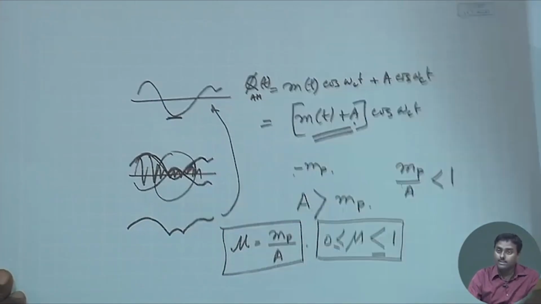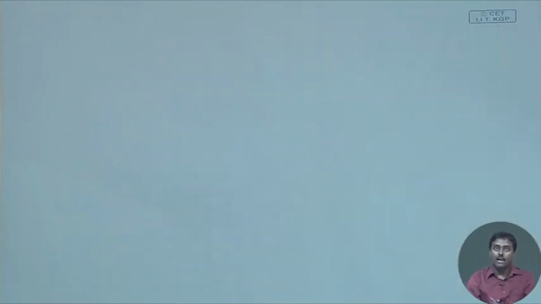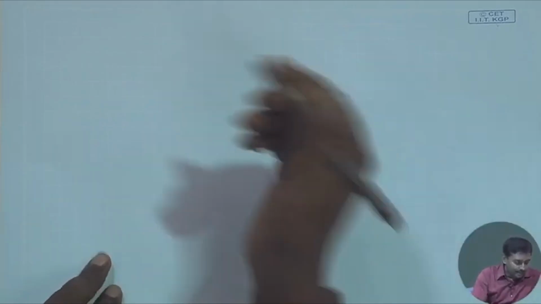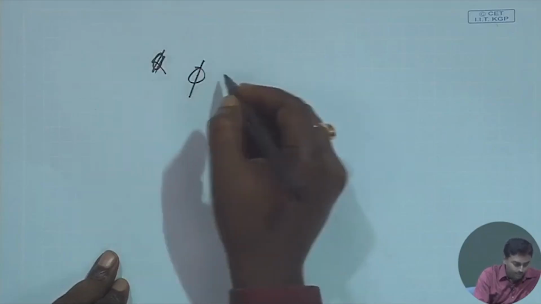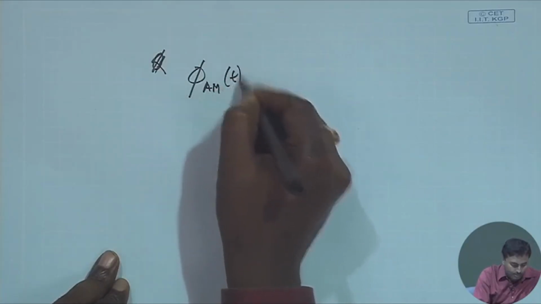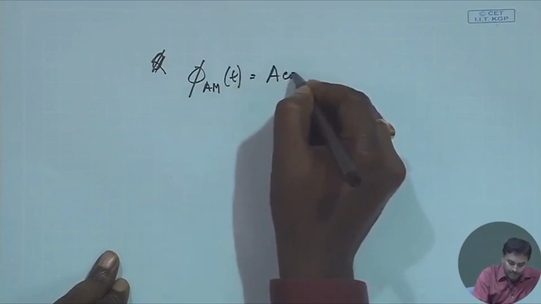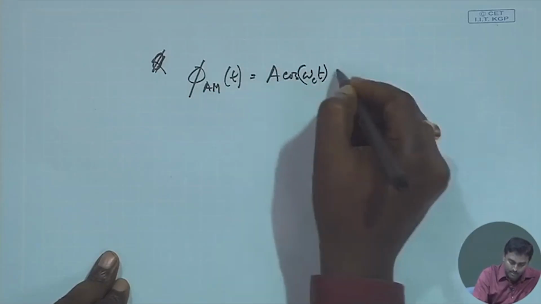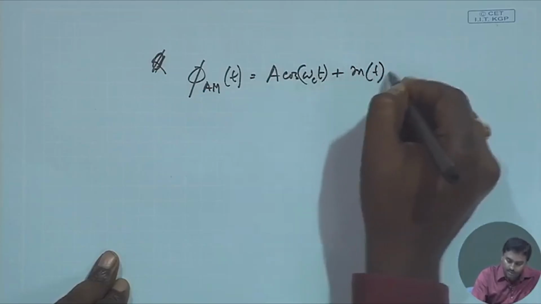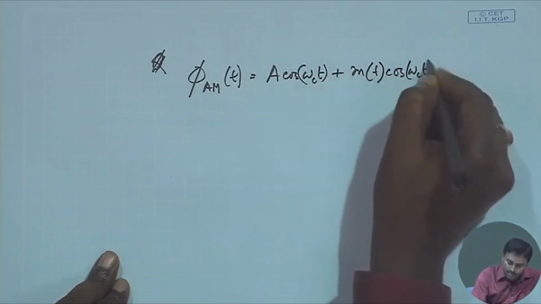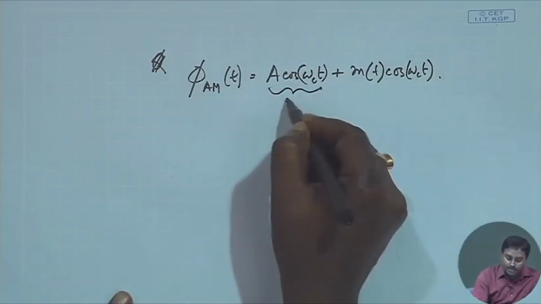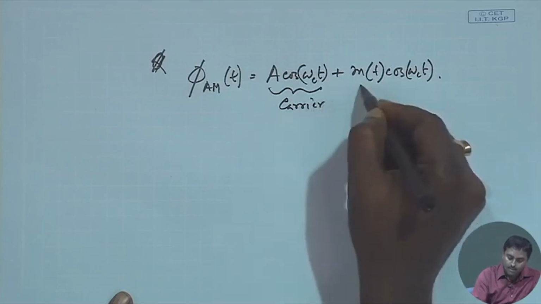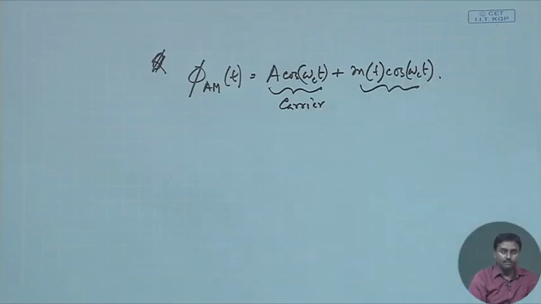Now, let us try to see what is the effect of this. Let us say I put φ_AM(t), which is nothing but some A cos ωct, that is the carrier part, and I have some message signal m(t) into cos ωct, right. Now, this is the carrier part, and this is that DSB-SC part.